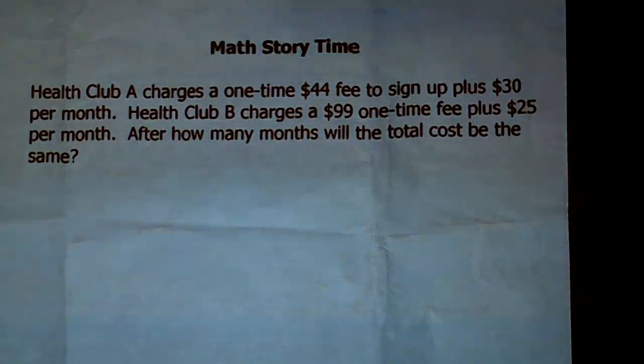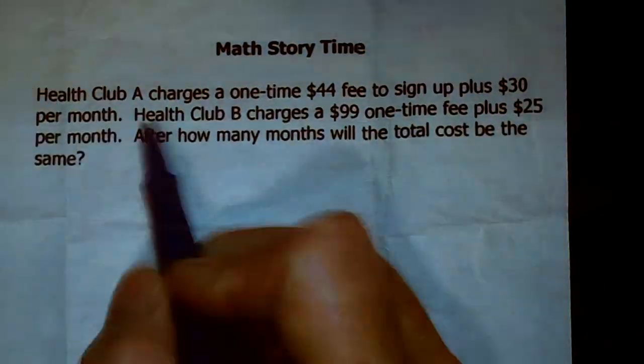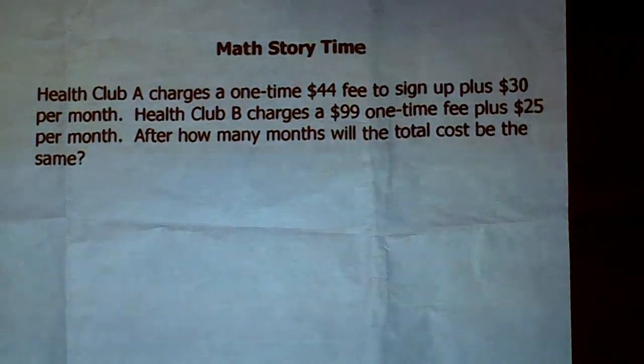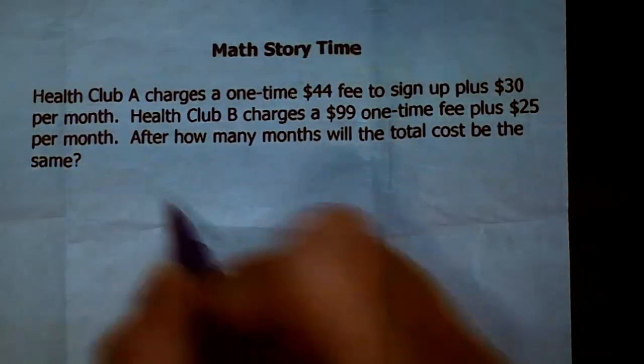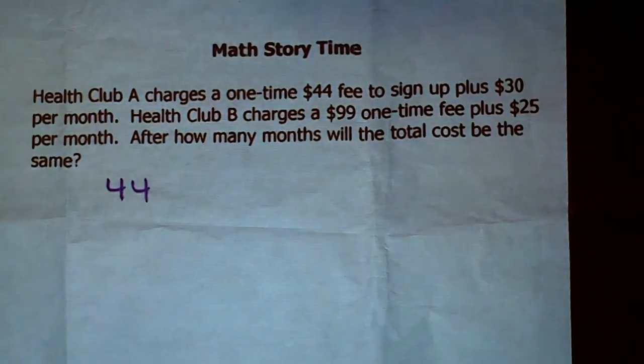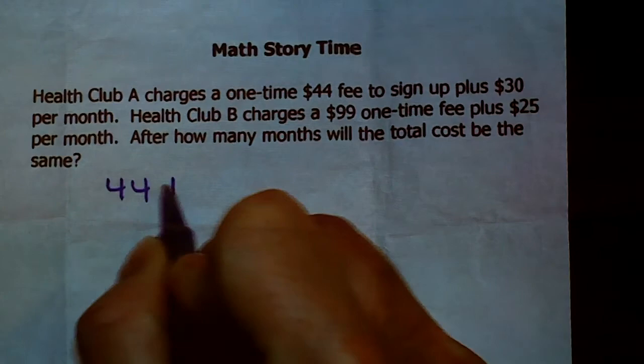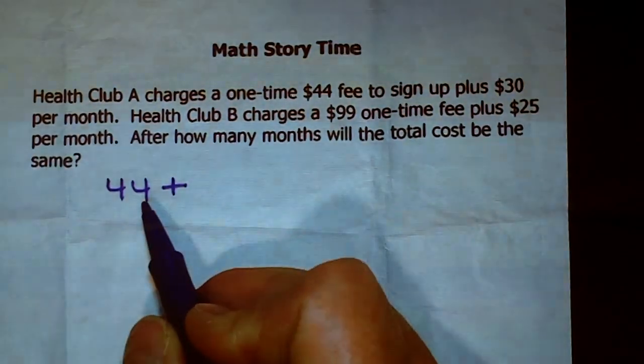After how many months? What you need to do is set up these equations equal to one another. So we have to write an equation for Health Club A, and we have to write an equation for Health Club B. So Health Club A charges $44 one time plus $30 per month. So this 44 happens once. I'm not going to put a letter after it. It's a constant. It happens one time. In addition to that $44, I pay $30 a month.